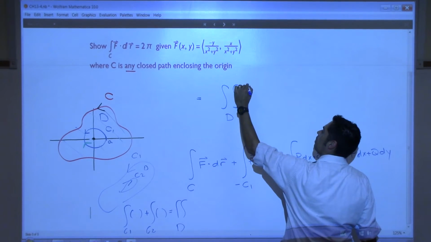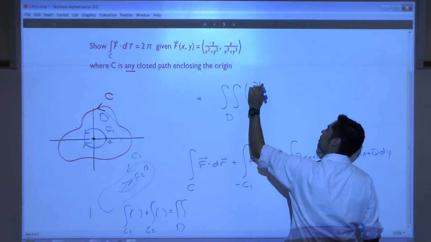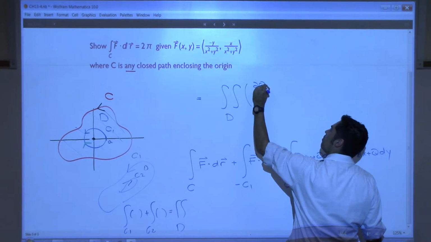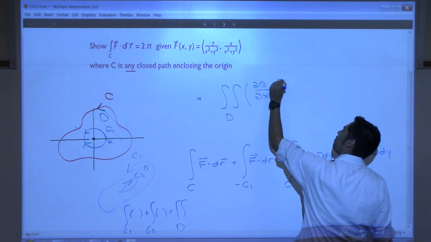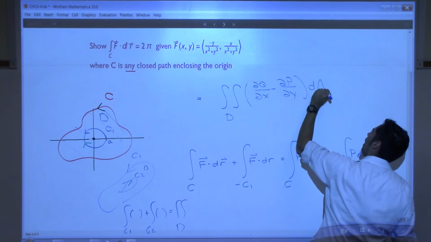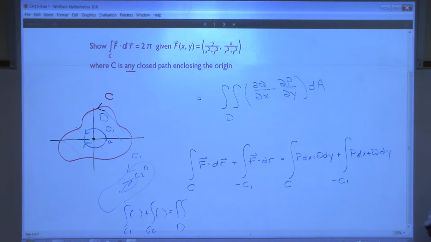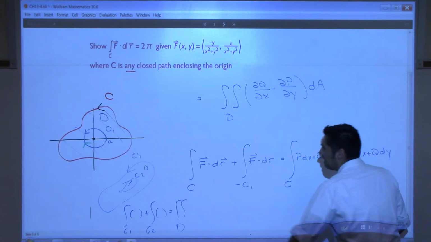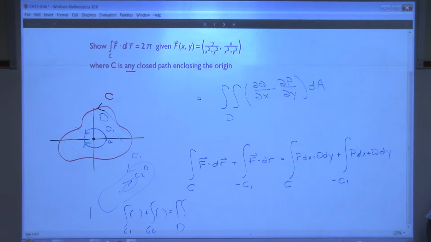Partial Q with respect to x minus partial P with respect to y dA. Yes? We're all good? Okay, now, I don't think it's obvious from what I've done why I've done it, right? It's just watch what's going to happen.